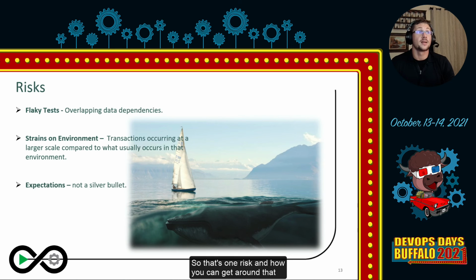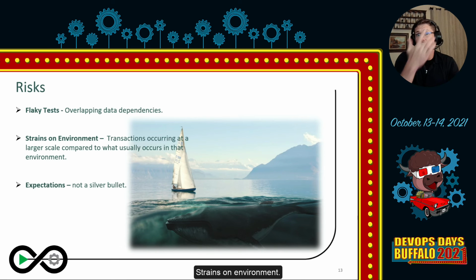So that's one risk. And how you can get around that is really a gold standard definition of generating your own test data at runtime. And that's a whole different talk. But that's how I would say get around that, is your data should not exist before your test runs. I know that's not always possible, but that's a gold standard for you.